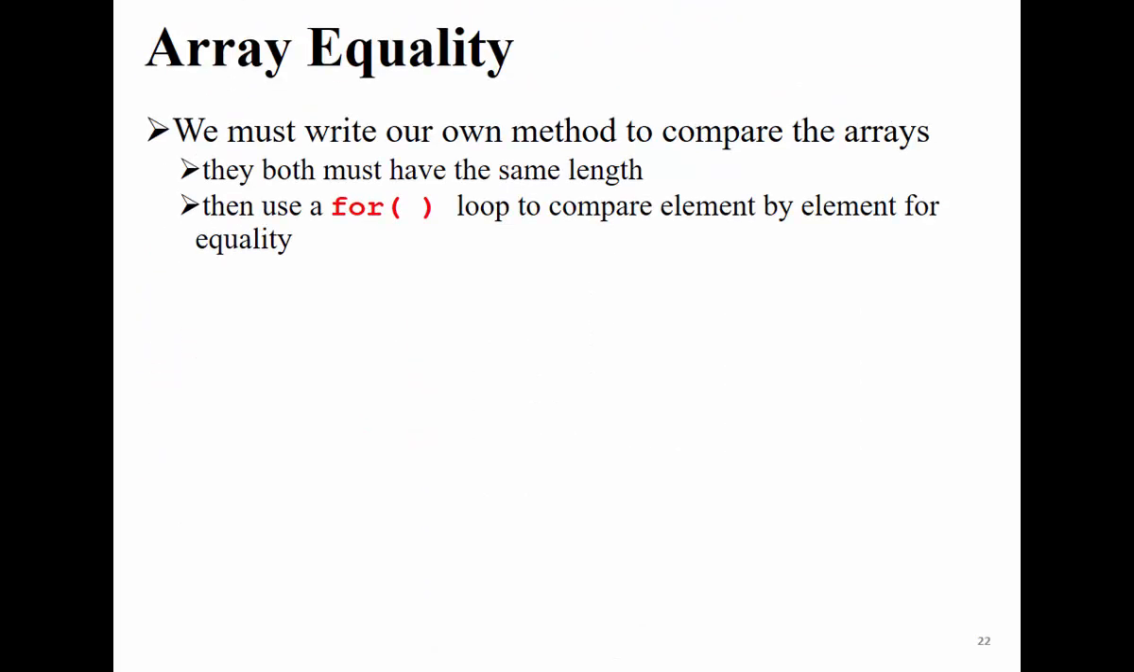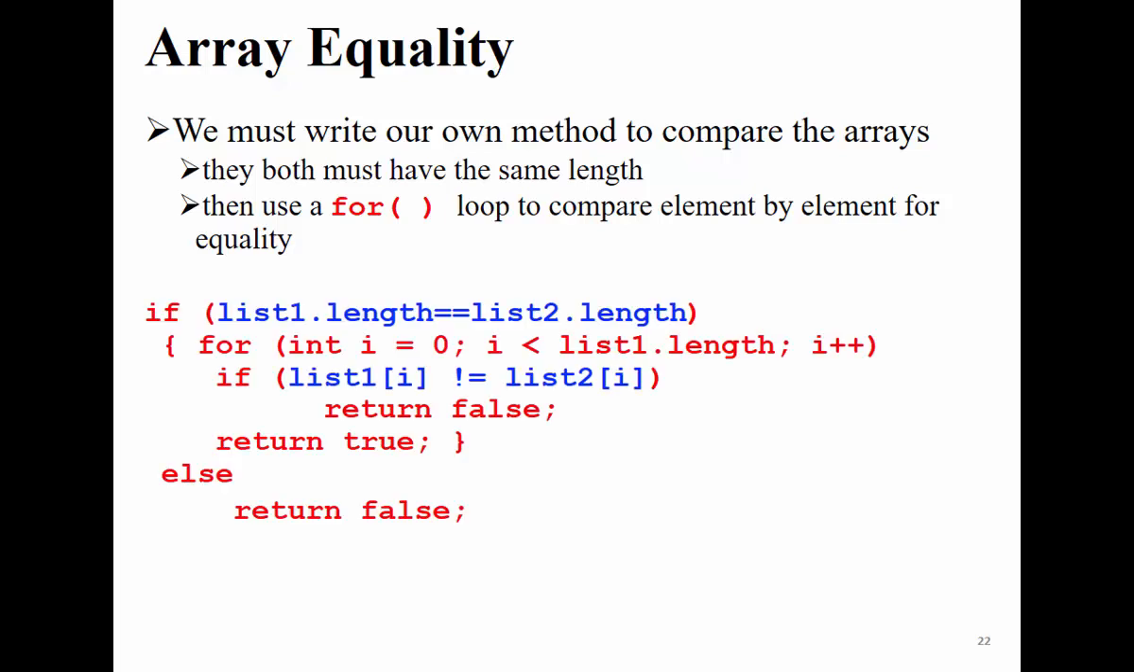Okay, so sometimes you need to check the array for equality. If this array is equal to another array, you have to go for loop and compare the element by element for equality. Here, for example, we have two arrays. We need to check if these two arrays are the same. We have list 1, list 2. First, we check if they have the same length.